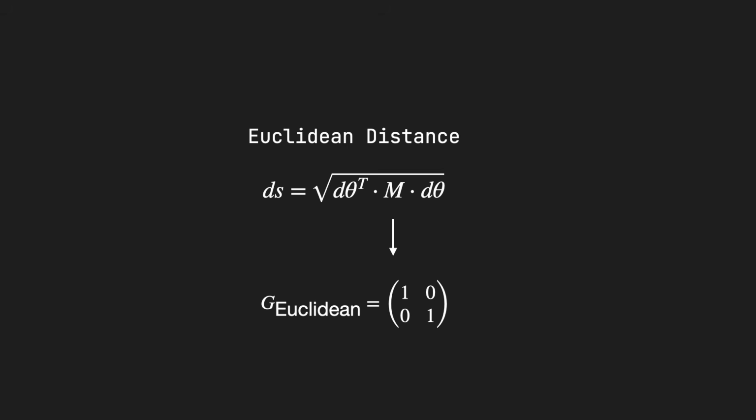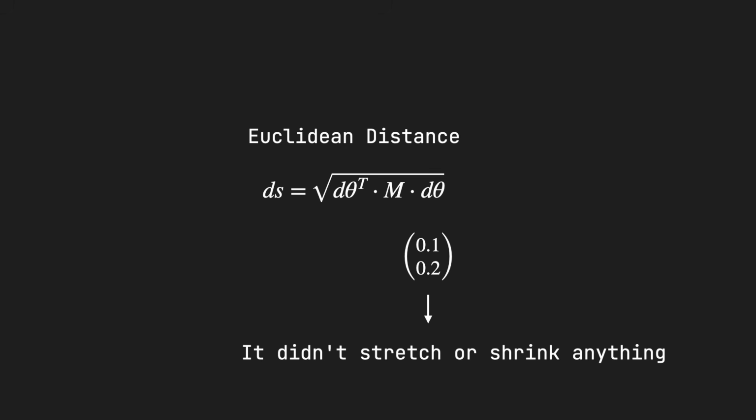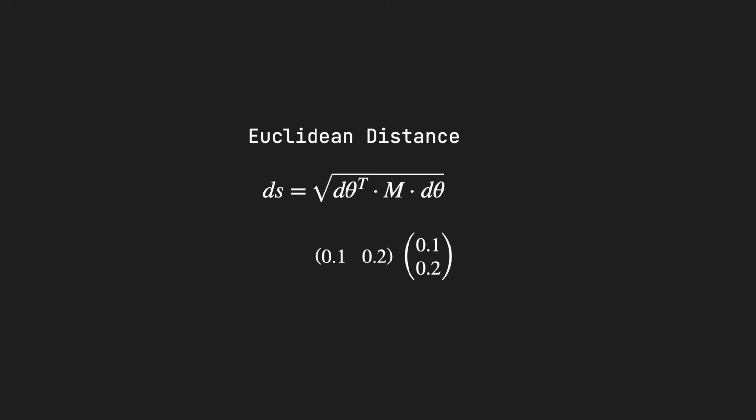When we use this for M, suppose we were to do this calculation, we get 0, 0.1, 0, 0.2. So it didn't really change anything about the displacement vector. It didn't stretch or shrink anything. And we are assuming that space is flat, that our training space is flat. And as we multiply it by the transpose of this vector, we get a specific distance.